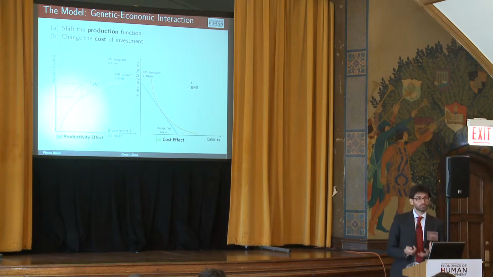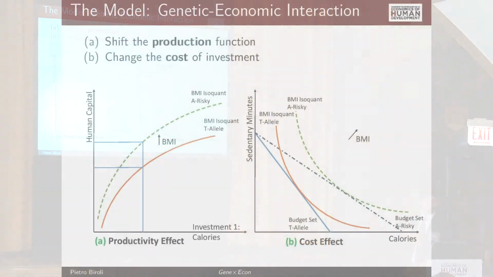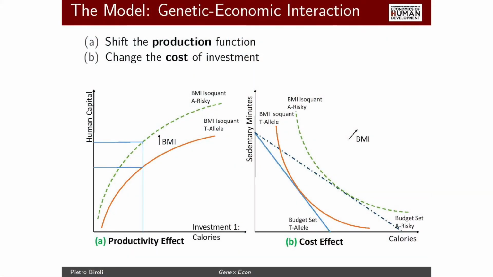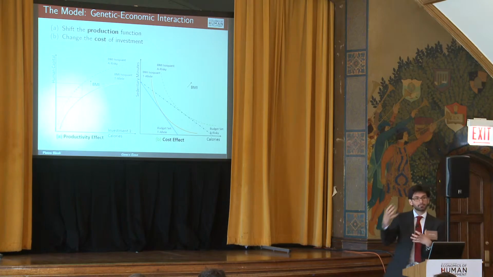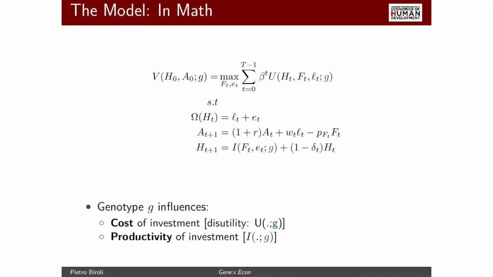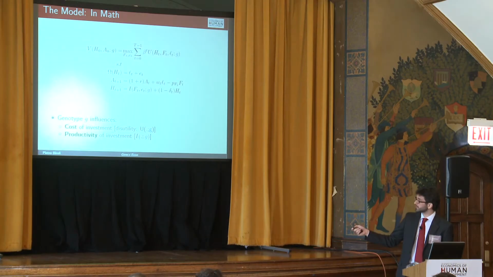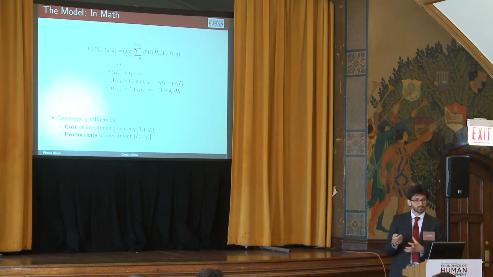And if the genotype changes the cost of investment, this is going to shift the budget set, so the available combinations of inputs and outputs that people have. This is going to change the optimal investment of children and how this maps into BMI. This is the math behind the model. I'm not going to dwell too much on it, but again, the idea is that we can consider a cost of investment and productivity in investment, and genotype can influence both of them.